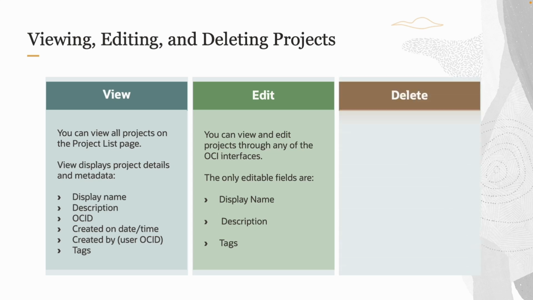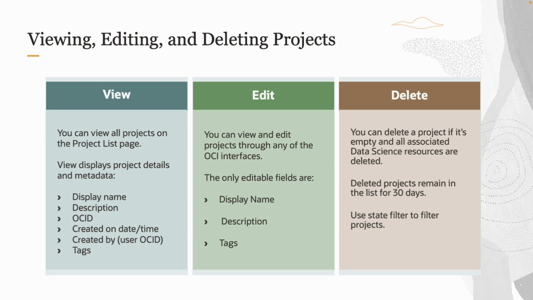To delete a project, it must be empty. All data science resources associated with that project must first be deleted. To delete a project from the console UI, locate the project in the project list, then, from either the project list or the details page, click Delete. In order to delete a project from the console, you must fill in the display name of the project to confirm deletion.